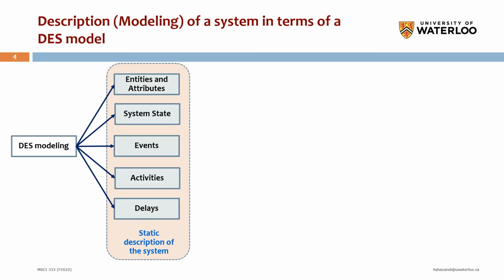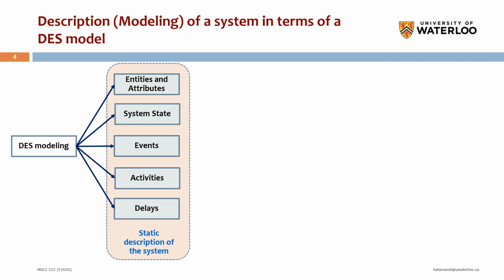For formulating a system in terms of a discrete event simulation, at first we need to define its components. They are entities and the attributes related to entities, then the system state, how we are going to define this system state at any time, then the events that we have in the system, and then activities and delays. By defining these 5 components, we are describing the system in terms of static descriptions.